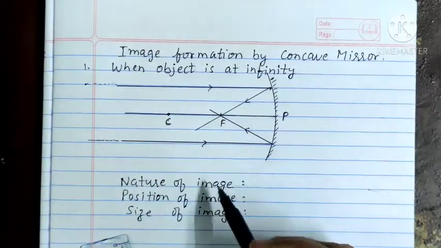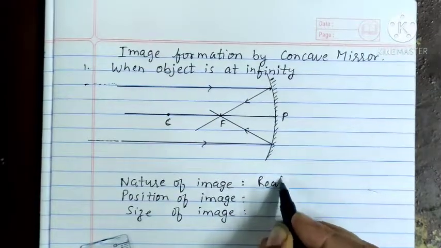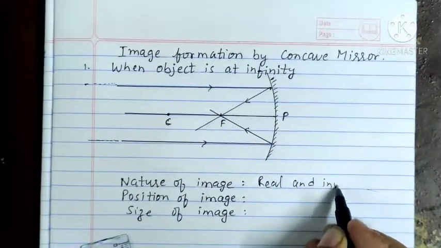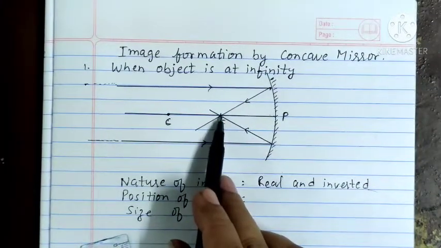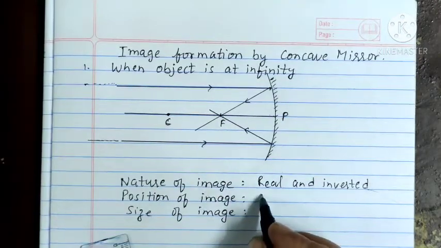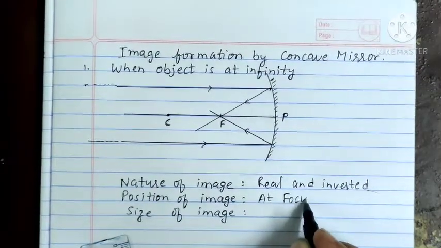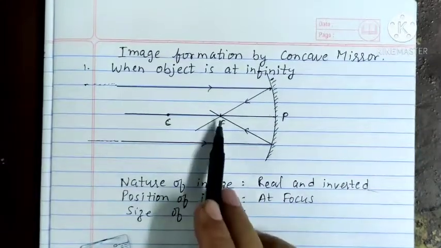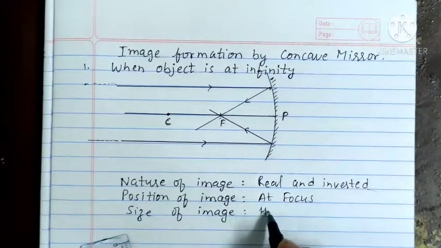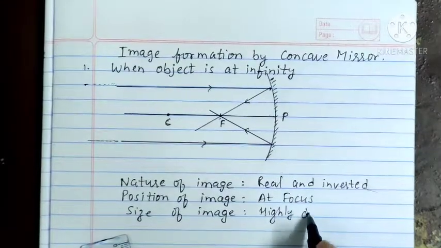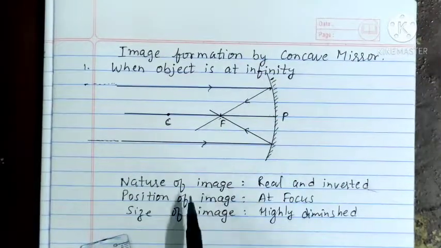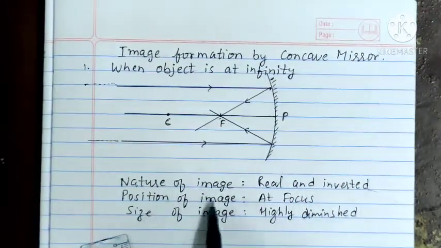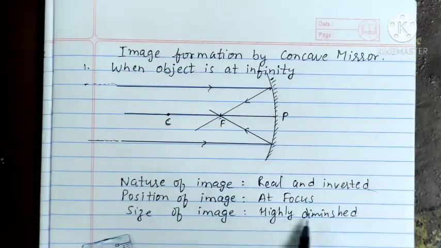So the nature of the image is real and inverted. Position of image: you can see they are meeting at F, so the position of the image is at focus. The size of the image is highly diminished. So when the object is at infinity, the nature of the image is real and inverted, the position of the image is at focus, and the size of the image is highly diminished.